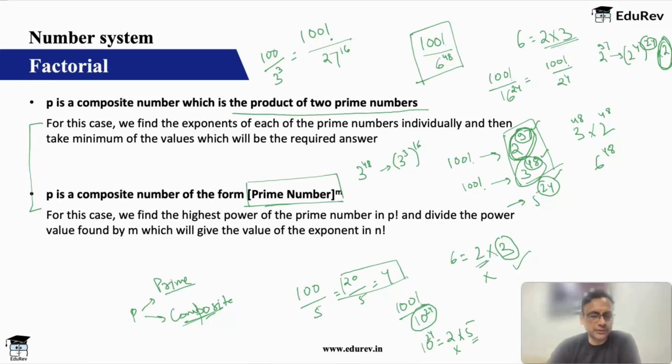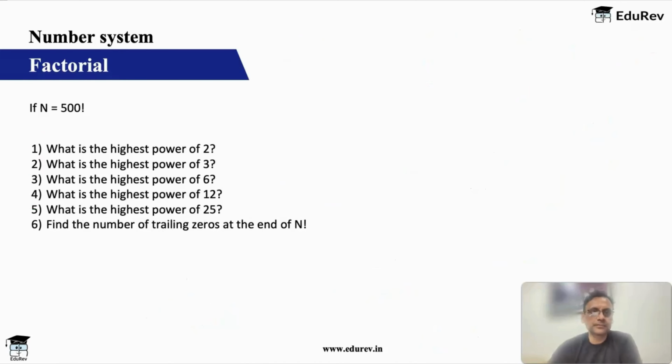Let's do some questions now. So n is 500 factorial. So we have multiple questions here. Let's look at all of them. 500 factorial. So what is the highest power of 2?